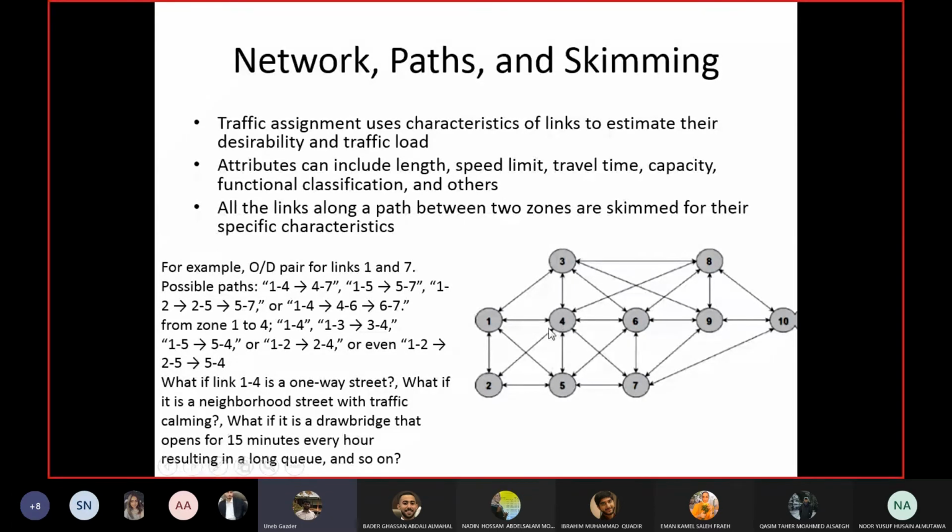Now, your question can be, why would I use any other link if 1 to 4 is available? You may argue, why are we discussing other choices if for two zones we have a direct link? But that direct link may have some problem. This is where the skimming process comes into play. What if this street between 1 and 4 is a one-way street, so 1 to 4 is not allowed? Then you have to use other links, right?